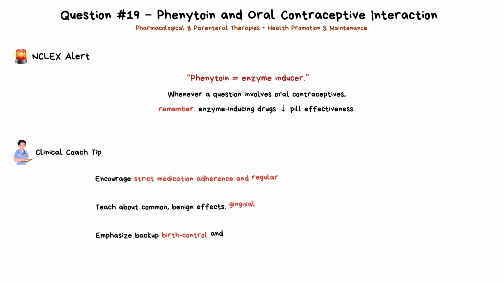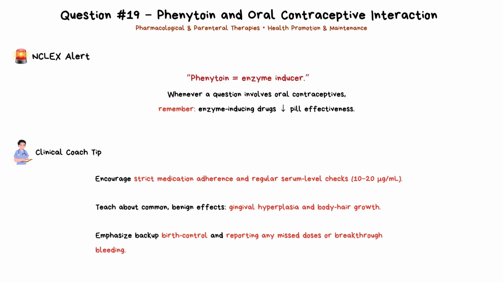Now, your clinical coach takeaway. Stress strict medication adherence and regular phenytoin level checks. The safe range is 10 to 20 micrograms per milliliter. Teach clients about common, harmless effects such as gingival hyperplasia and excess body hair growth. Most importantly, emphasize backup contraception and the need to report any missed doses or irregular bleeding.